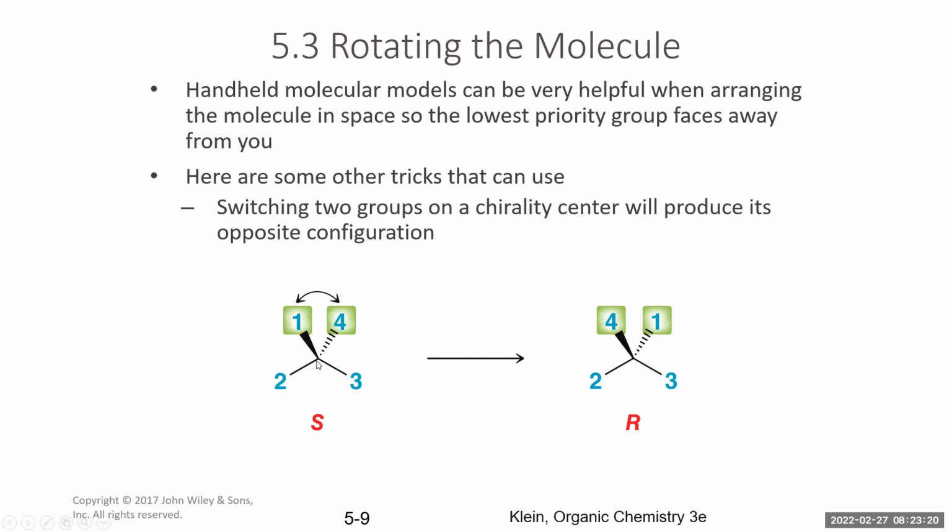Right? And so then this one was S, but because the original molecule had the 1 and 4 at different positions, the original molecule is R. That's a little hint or trick that you can use to help you figure it out without having to visually flip over the entire molecule.